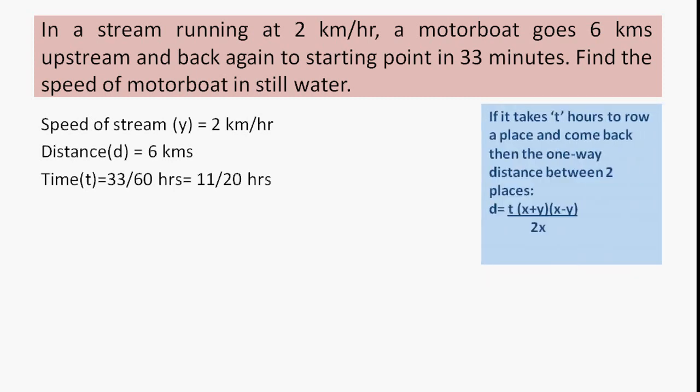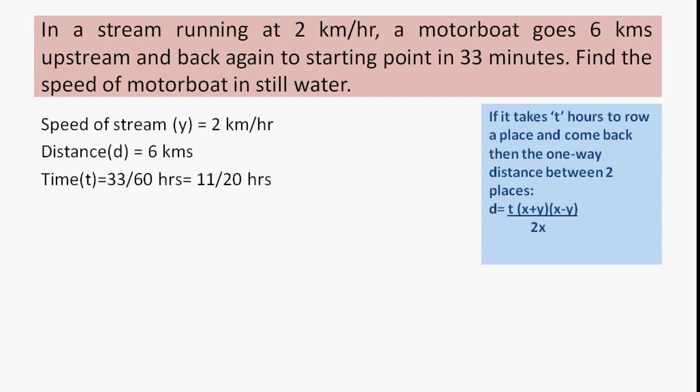If we look at the trick to solve the question, it says that if it takes t hours to row to a place and come back, then the one-way distance between the two places is given as d is equal to t into (x plus y)(x minus y) upon 2x.